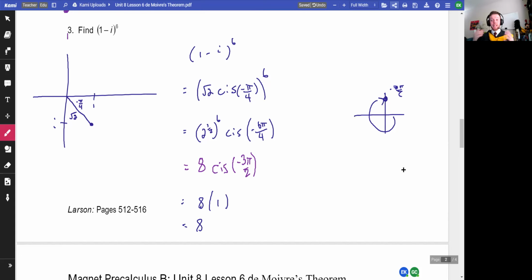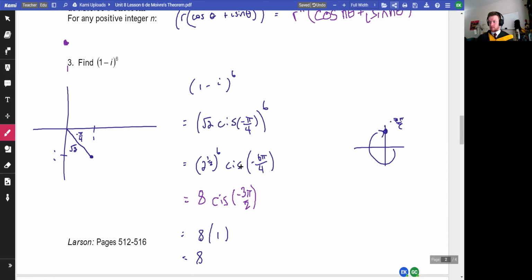That's cool. And what I like to think about is here's our little plane. We start at 1, and then we multiply by 1 minus i six times, which means rotate and dilate. We rotate negative pi over 4, dilate root 2. We dilate again, rotate again. So we rotate 1, 2, 3, 4, 5, 6 times. I think we did something wrong. Oh, we did, but we'll get to that in a second.